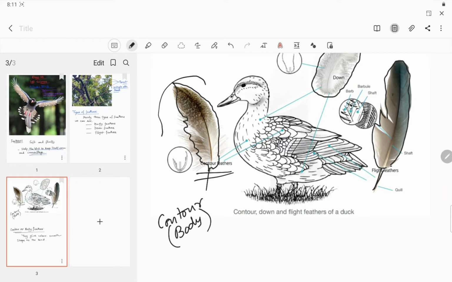As you can see in the picture, this is the contour feathers. This is not very big, a little bit long, and they cover all the body, wings, and tail also. They are very strong and light in weight. Clear?